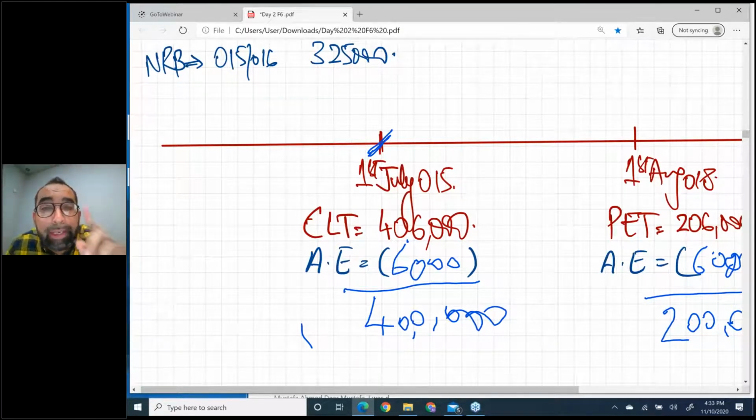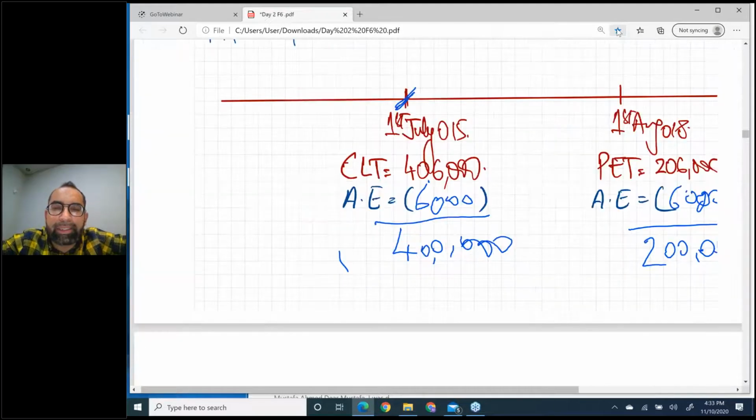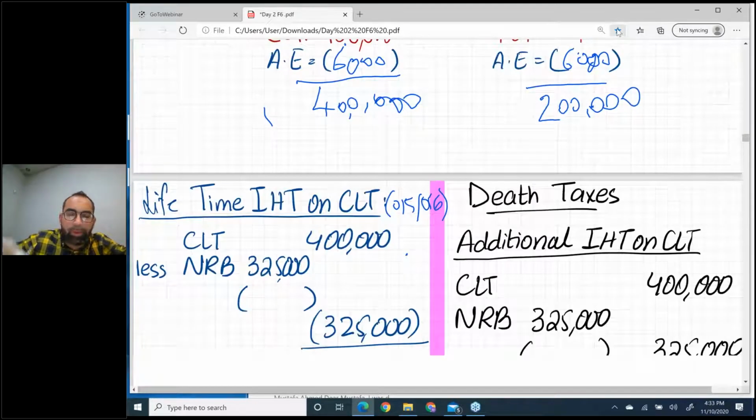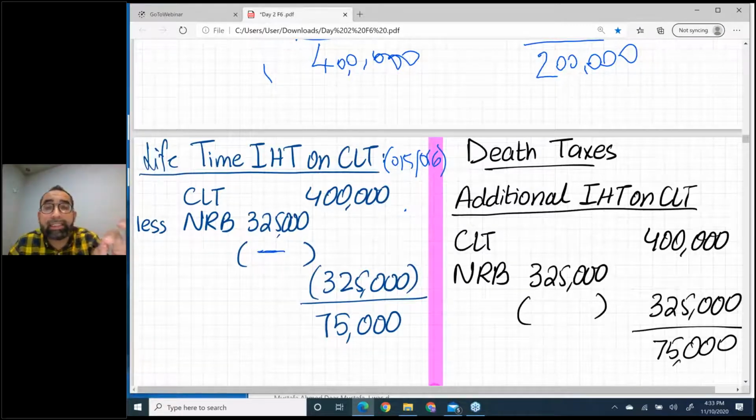If you have calculated tax on any gift in the last 7 years, definitely that should be a CLT, right? But in this question, see, in the last 7 years there is no gift. So your NRB of 325,000 is totally unused, so you are relaxed. You can use the complete NRB here. Reduction is zero because no gift in the last 7 years. So 400,000 less 325,000. On the first 325,000 there is no tax.